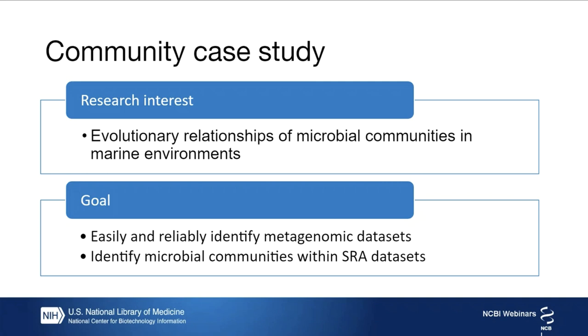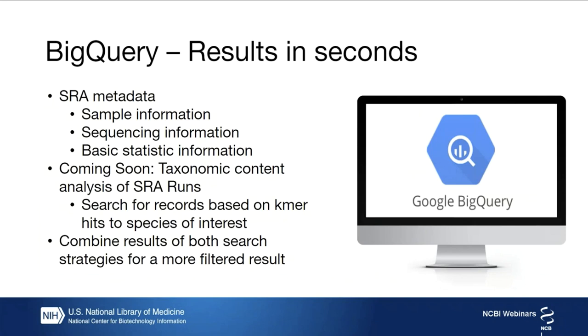And their other need was to be able to actually know what the microbial communities are within the SRA data sets. So for this, we thought that BigQuery or Amazon's Athena products would be a good fit. So we started doing our testing in BigQuery.